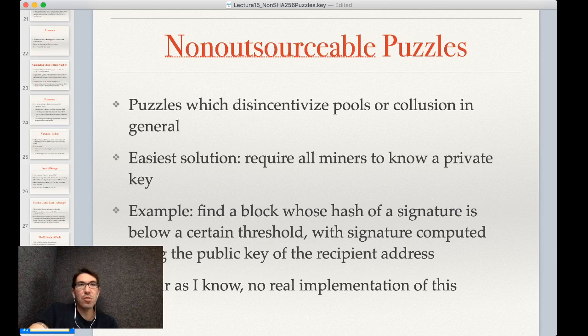So there is this idea of non-outsourceable puzzles, which are puzzles which disincentivize pools. An easy solution for this: if all miners are required to know the private key of the address that they're sending to, well, you might trust some of your friends or family to do this, but you're not going to trust anyone in the world. There are some of these non-outsourceable puzzles that people have written about in the literature, but as far as I know, there's been no real implementation of this. There's been some talk of it, but no one has actually implemented it, although it certainly is possible.